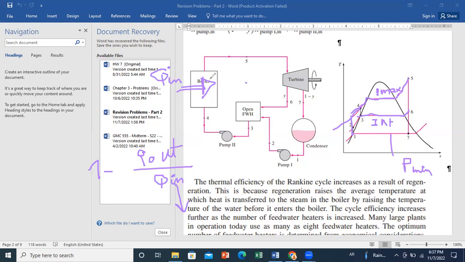And to do this, we can increase the temperature at the inlet of the boiler. By doing this process, you will increase the average temperature at which you have heat transfer in your boiler, which will reduce the consumption of heat at boiler level.